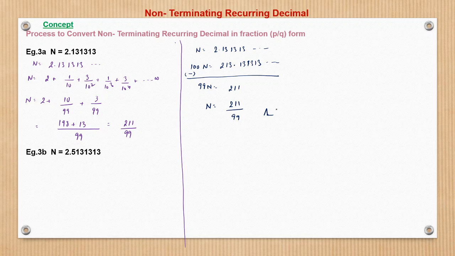Right? Why did we multiply with 100? Because we have two repeating digits. 1313 is repeating, so we'll multiply by 100. This we had seen in the previous session.